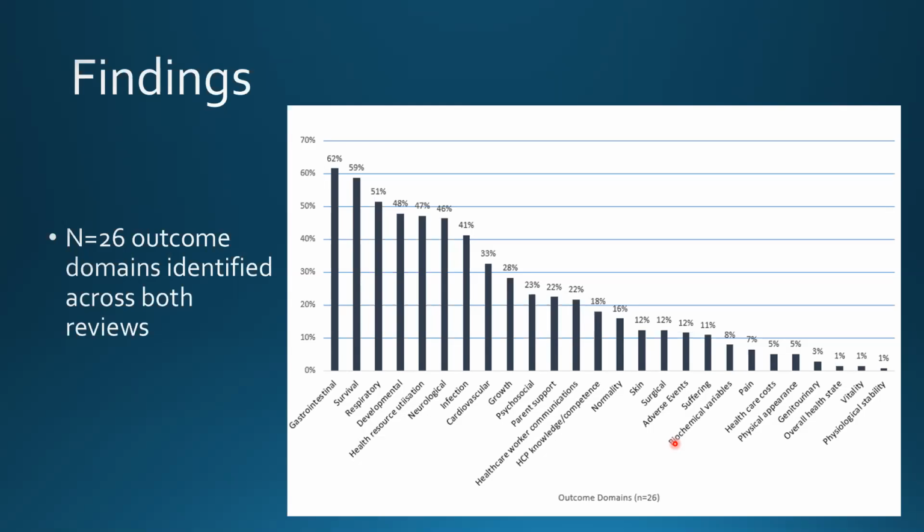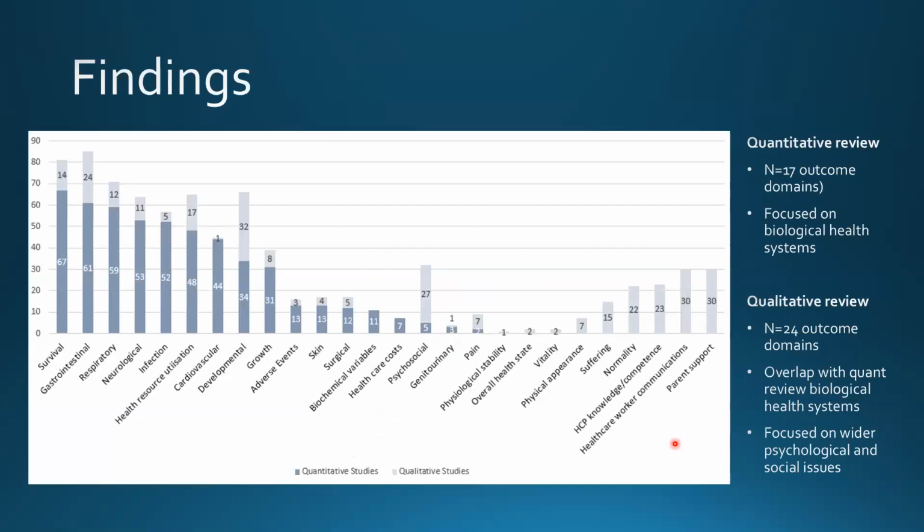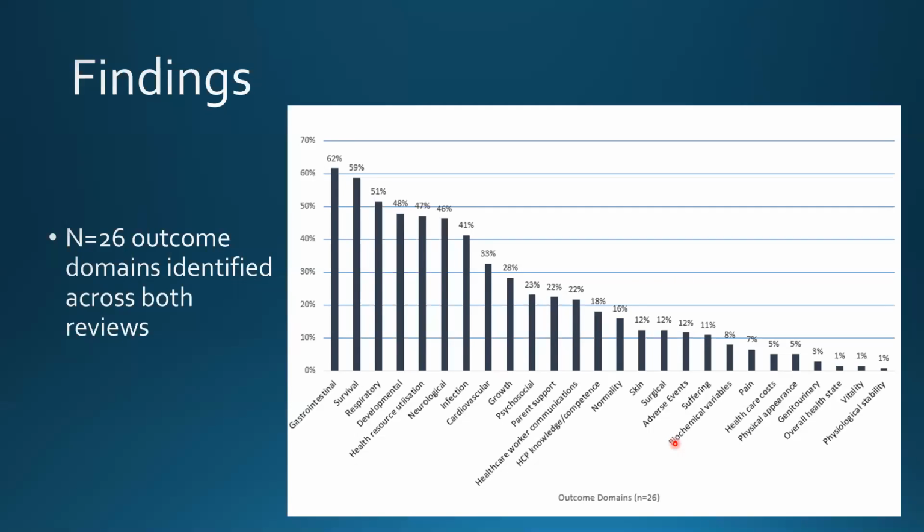So you can see that there was a wide range of biological health systems where there were outcome domains reported, and these appeared across both the quant and qual reviews. And there were 26 outcome domains, I should say. Yeah, 26 outcome domains identified across both reviews. So quite a lot of different outcome domains to focus on.